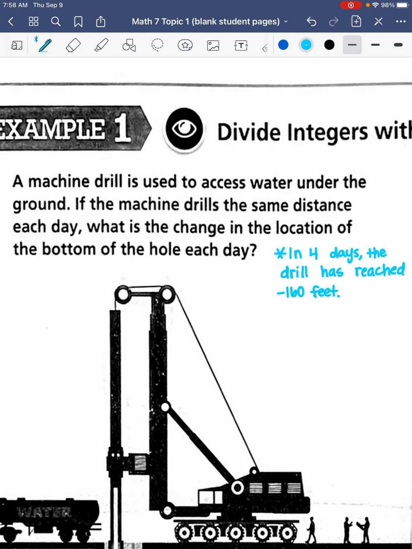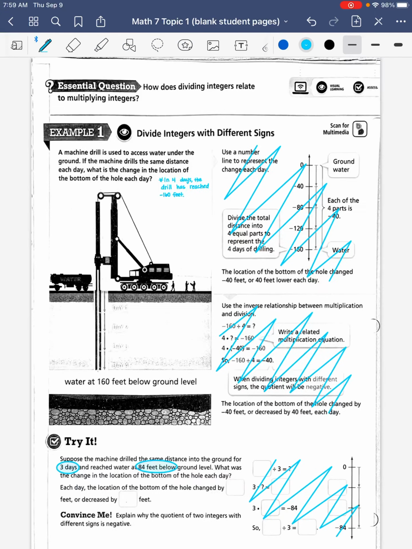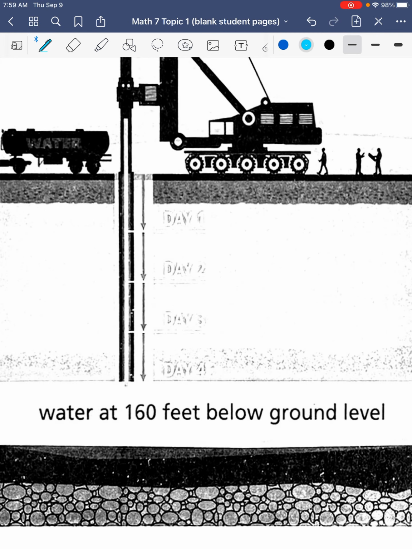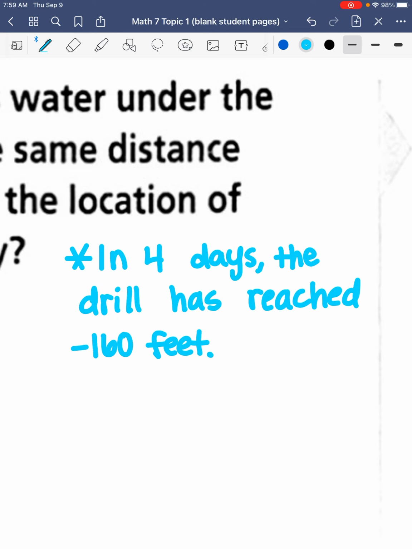A machine drill is used to access water under the ground. If the machine drills the same distance each day, what is the change in the location of the bottom of the hole each day? So based on this picture, we can see that they go for 4 days and that they find water at 160 feet below ground level. So I just made a note up here that in 4 days, the drill has reached negative 160 feet. So we want to know how far they go each day.